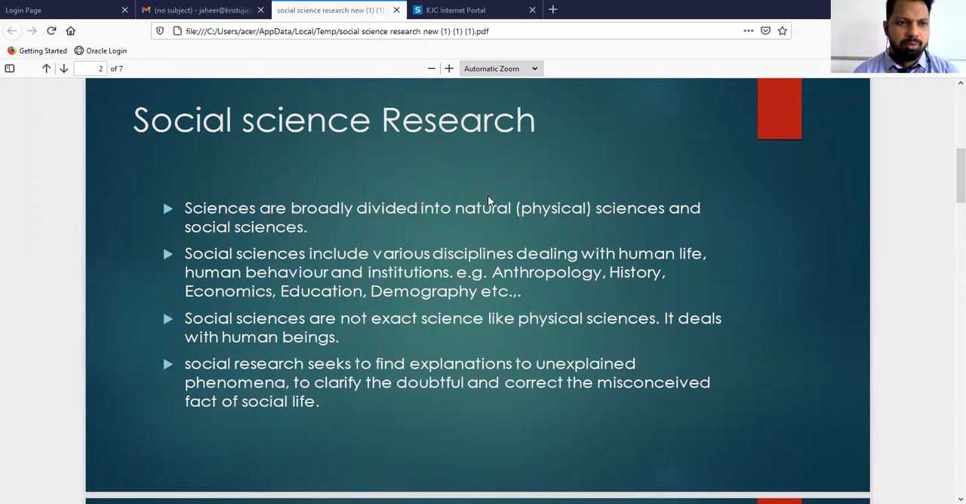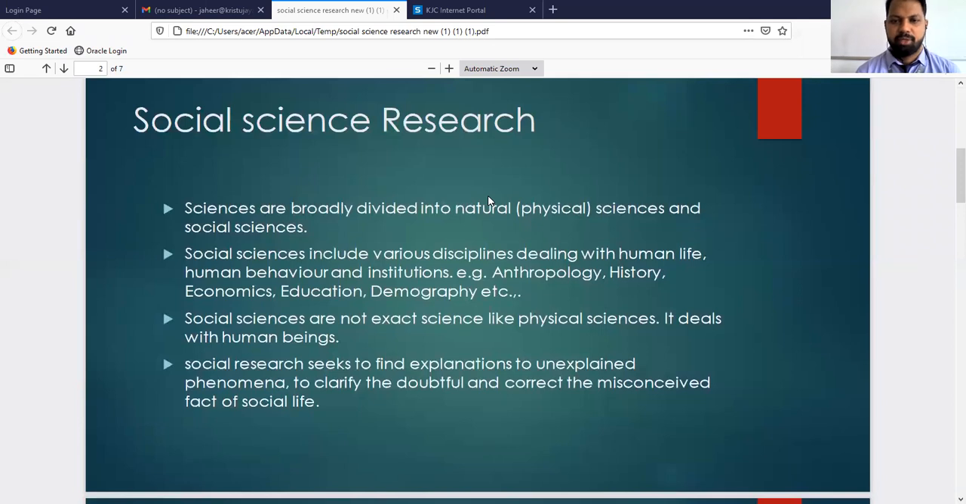So basically, science is divided into two, that is physical science and the social science. You know that physical science gives a universal result. It is applicable to everybody. Whatever research carried out under physical science or natural science, it has got universal applicability. Unlike the physical science or natural science, social science does not have that universal applicability because social science deals with human life. It deals with human behavior. It is related with the social institutions, which are related to human beings.